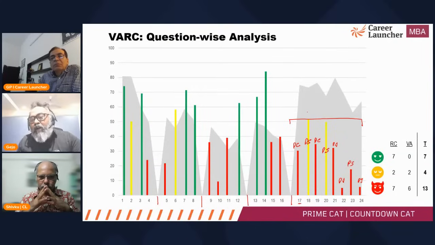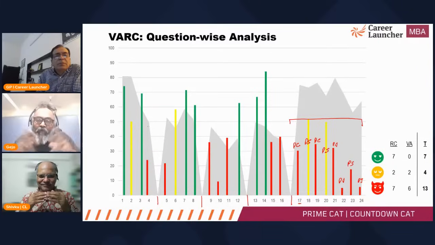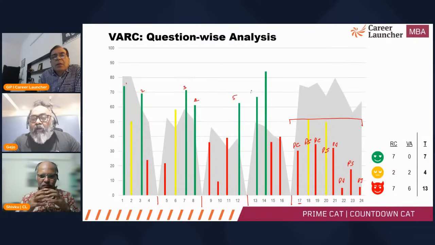Another thing, overall, when you look at the paper, given the fact that the entire VA was on red, about 50% of the questions turned out to be hard. If you look at the VA distribution in terms of green, yellow, and red, that was hard. But when you look at reading comprehension, it's pretty similar.